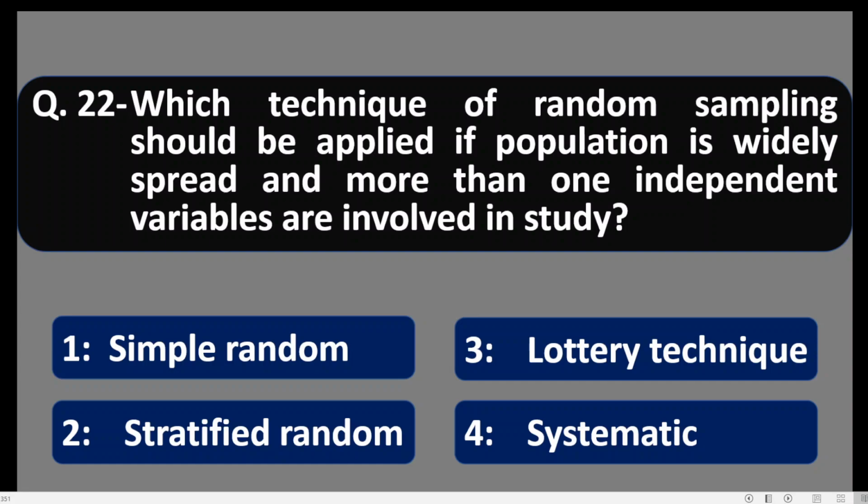In the question it is said that the population is widely spread and more than one independent variable is involved. In such a case, first of all, the entire population is divided into different divisions on the basis of the levels of independent variables, and these divisions are known as strata. And after dividing the population into different strata, from each stratum subjects are selected, the required number for the sample size. So on the basis of the options given here, we can say that the stratified random sampling method will be more suitable here. So option number 2 is correct.